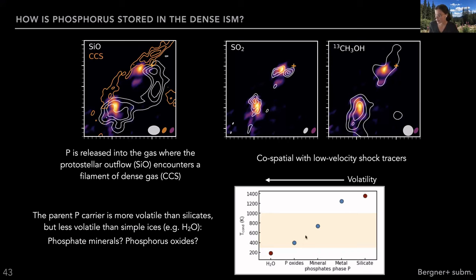So we can look at the volatility of different candidate phosphorus carriers, and we see that the metal phase phosphorus, things like schreibersite, are actually close in volatility to silicates, and so this is not a good candidate carrier for the phosphorus molecules in this source. Instead, we think that something like phosphorus oxides or mineral phosphates have a better volatility match to the emission patterns that we're seeing. So I think it's really exciting that we can actually say something about the refractory or semi-refractory material in these regions based on these phosphorus molecule observations.